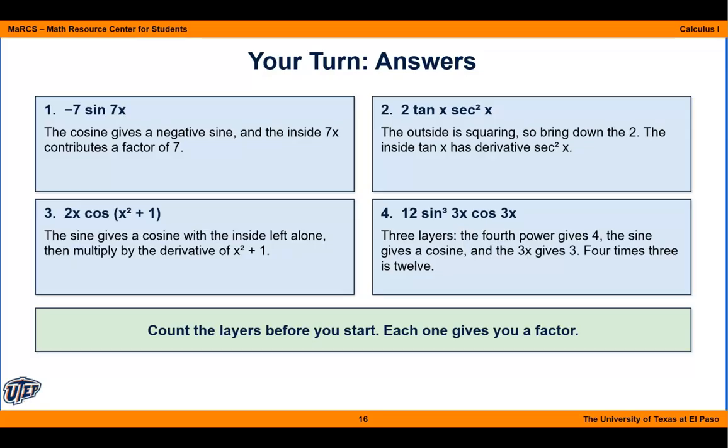For problem 3, the sine becomes cosine, and the inside contributes 2x, giving us y prime is equal to 2x times cosine of x squared plus 1. For problem 4, the fourth power contributes 4, the sine contributes cosine 3x, and the inside 3x contributes 3, giving us y prime is equal to 12 sine cubed of 3x times cosine 3x. The final problem shows the full pattern. Each layer contributes a factor to the derivative.